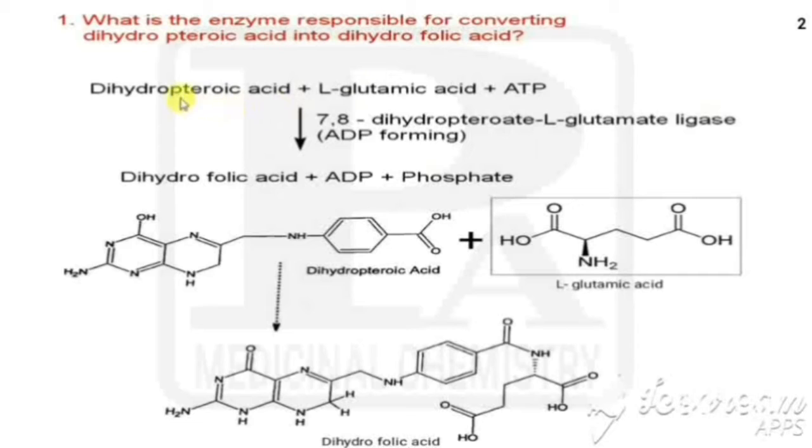The answer for that is, already we have known that dihydropteroic acid would be converted to dihydrofolic acid. Here, this dihydropteroic acid is added with L-glutamic acid and also ATP. One molecule of ATP would be taken, and that would be converted to dihydrofolic acid plus ADP plus one molecule of inorganic phosphate by means of the enzyme called 7,8-dihydropteroate L-glutamate ligase, that is ADP forming 7,8-dihydropteroate L-glutamate ligase. That is the name of the enzyme.